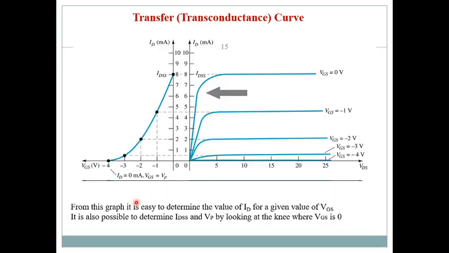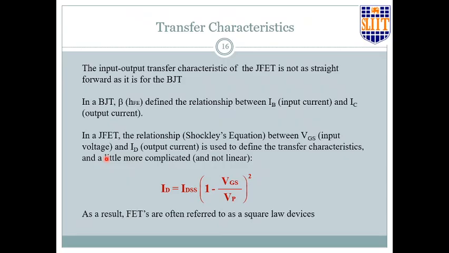So this is that VP, the great pinch off point, we call it the pinch off voltage. It's a characteristic for a particular FET. Pinch off voltage is the voltage at which the entire channel closes down. So that is illustrated in this equation. When VGS is equal to VP, ID becomes 0 under any conditions, right?